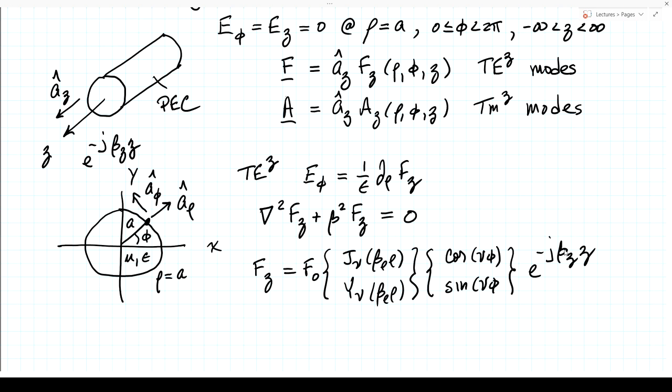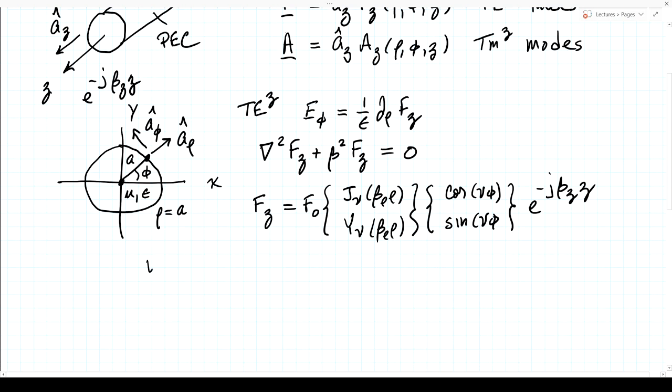Now, as far as the electric field vanishing, it looks like we only have one boundary condition. That is that rho is equal to a, whereas in the rectangular waveguide we would have, for each dimension, two boundary conditions, like at the left and the right, or the top and the bottom. But there really is an implicit boundary condition at rho is equal to zero, because that's right here at the center, at the axis of the cylinder. That's part of the solution domain.